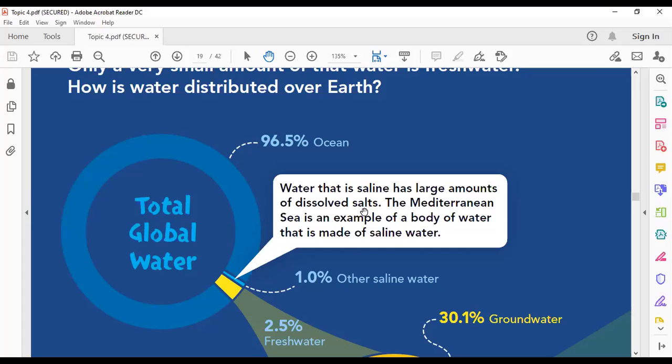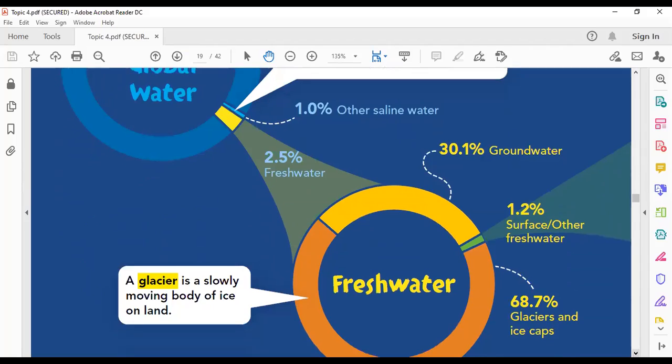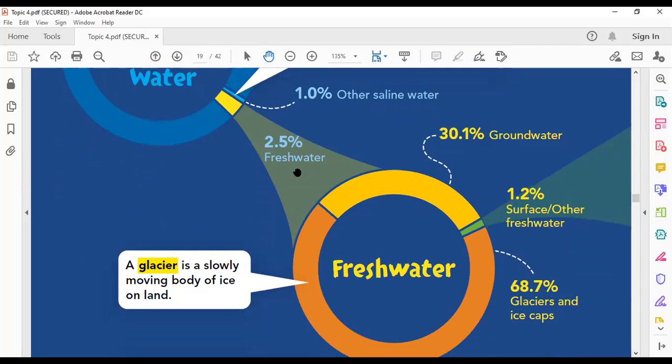For example, the Mediterranean Sea is an example of a body of water that is made of saline water. By the way, seas and oceans are saline. Now we want to see the distribution of fresh water on Earth. How fresh water is distributed on Earth.